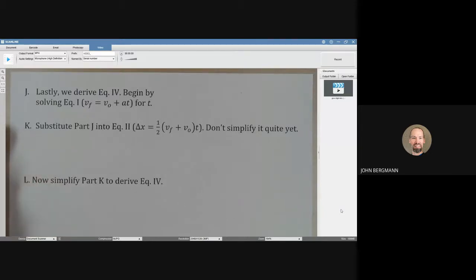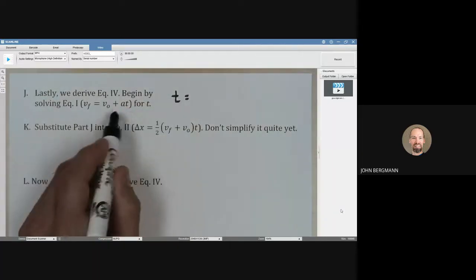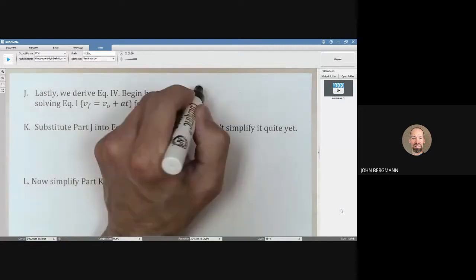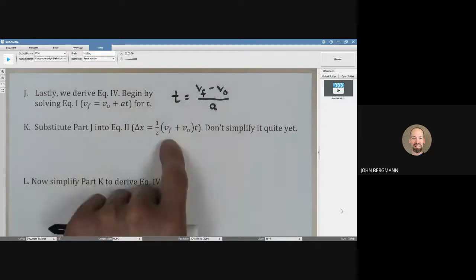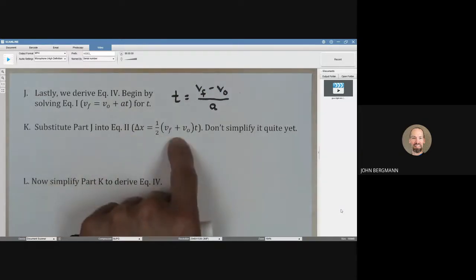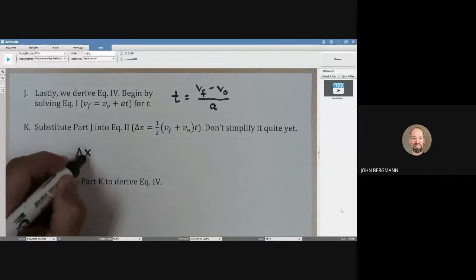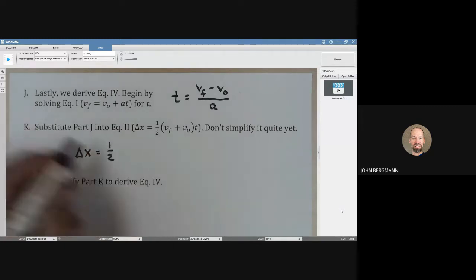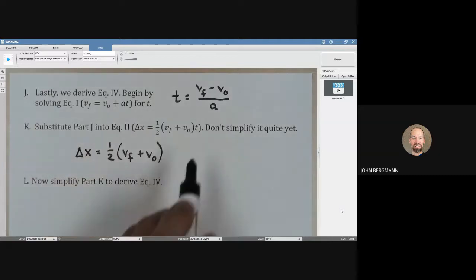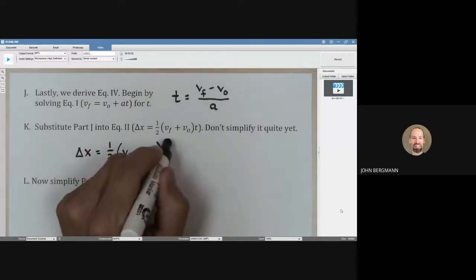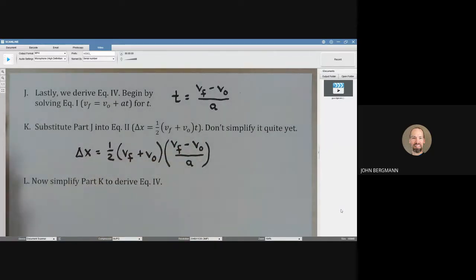We're going to begin by solving equation 1, and there it is again, for T. Can we do that? We're going to subtract V naught from both sides and then divide by A. Now we're going to substitute that into equation 2. There's equation 2, I've recopied it there for you. And let's not simplify it quite yet. So delta x is equal to 1/2 times VF plus V naught, multiplied by time. But up at the top of the screen, time is that. It says don't simplify, so let's leave it like that for a minute.